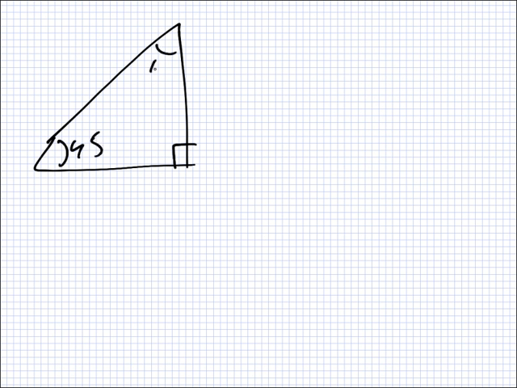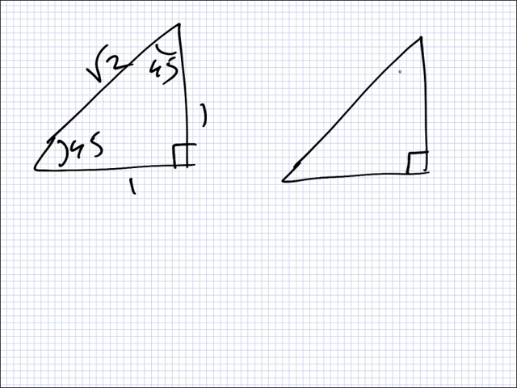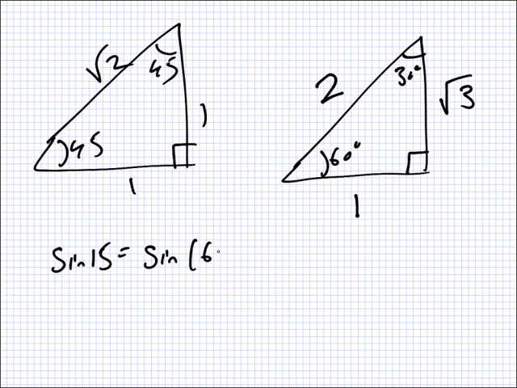45, 45, 1, 1, root 2. 30, 60, 2, 1, root 3. Sine 15, we said, isn't it? Is sine 60 minus 45. Isn't that what we want? Sine 15: sine 60 cos 45.